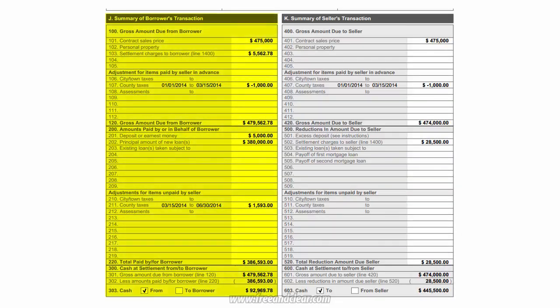The first page of the HUD-1 summarizes the transaction from both the buyer's perspective and the seller's perspective. The buyer's information is presented on the left side of the page, and the seller's information is presented on the right side of the page. I'm going to focus on the buyer in this case because that is the person obtaining the mortgage.